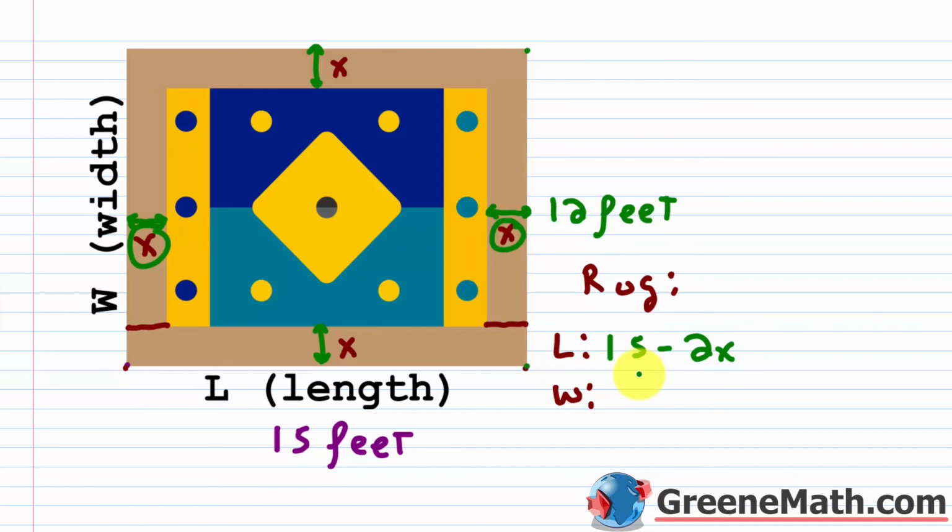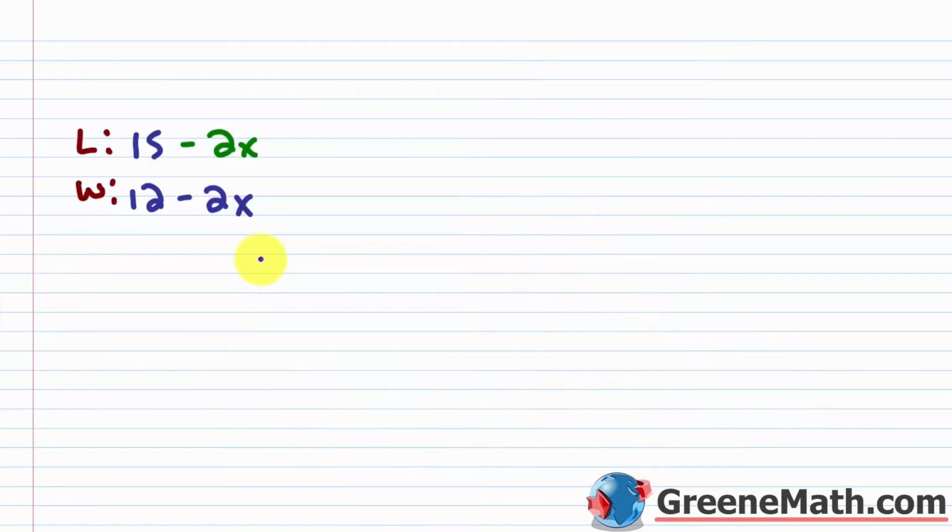Now, for the width, it's a similar thought process, okay? The width is going to be from here to here. Again, I want to think about the width of the whole room, which is 12 feet. So I'm going to put 12 there, and I want to subtract out this x and this x as well. So 12 minus x minus x is 12 minus 2x. So now I have a length as an expression, 15 minus 2x, and a width as an expression, 12 minus 2x. Let's copy that and paste it there.